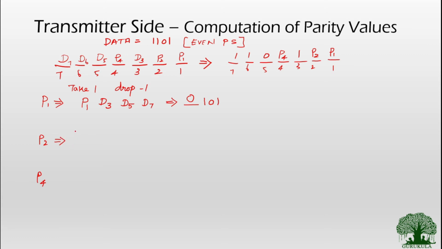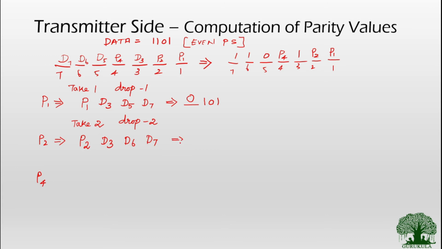So how do I calculate P2? It is as simple as that. You will have to take two values and drop two positions. Two positions you consider, two positions you drop. Starting from P2, the immediate second position is D3. So D3 I will consider, and then I will leave two positions. The fourth and fifth positions I will leave, and then I will take the next two positions. So D6 and then D7 I will consider.